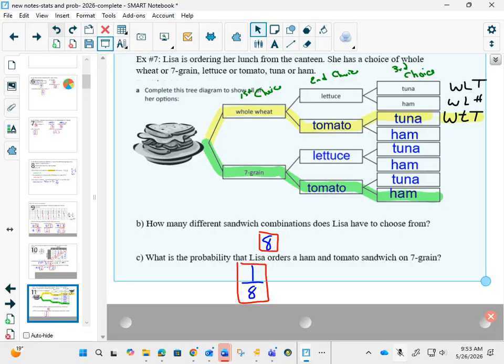Does it make sense that the answer to that is 1 branch out of the 8? Yeah. So our chances, or probability, of ordering that is favorable over total, 1 out of 8. So if we can count how many there are, then we know your chances of getting it right.